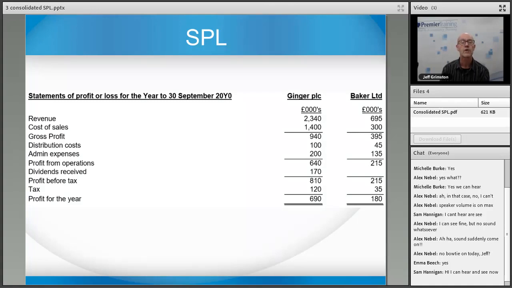So distribution costs, we've got 100 for Ginger, 45 for Baker. Whoops.